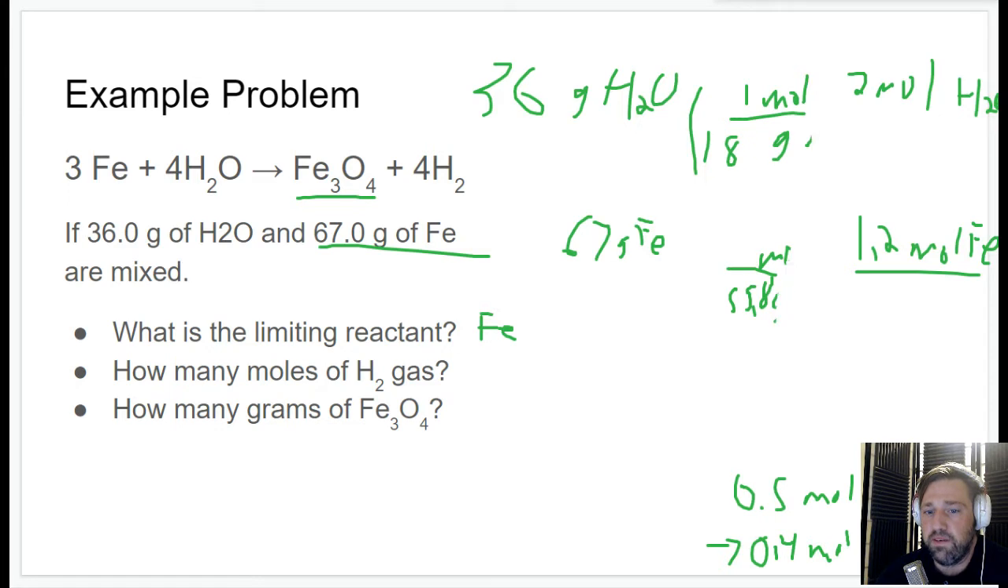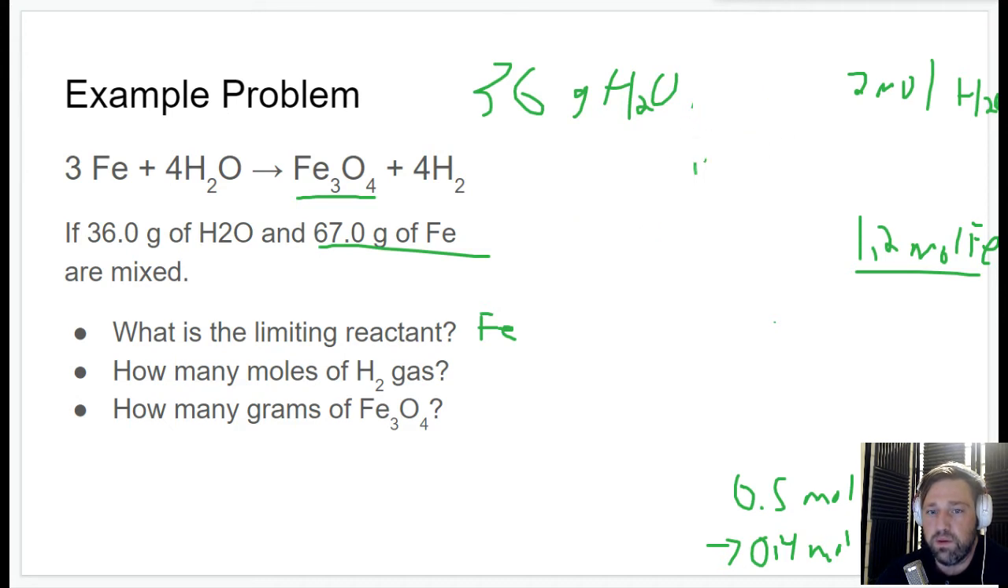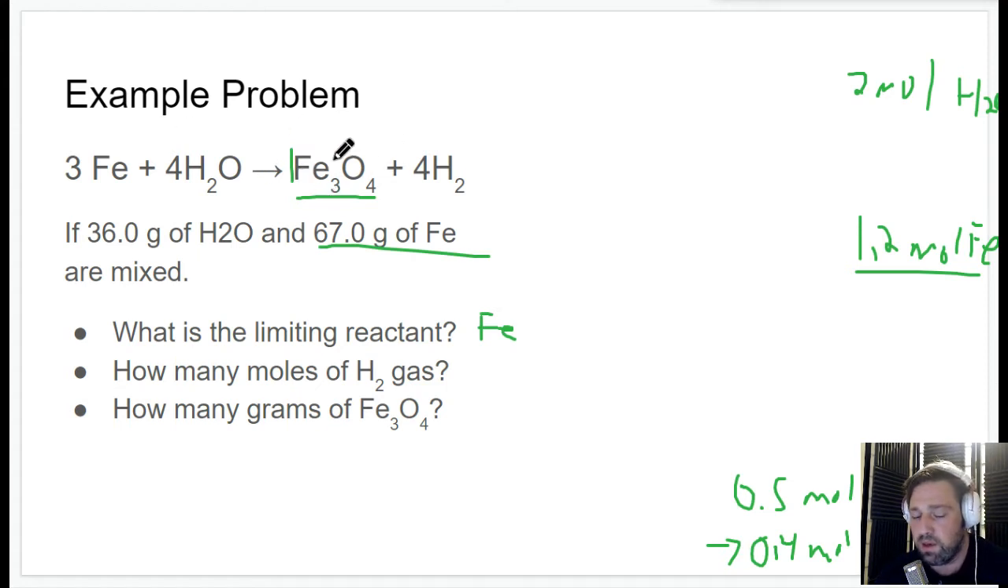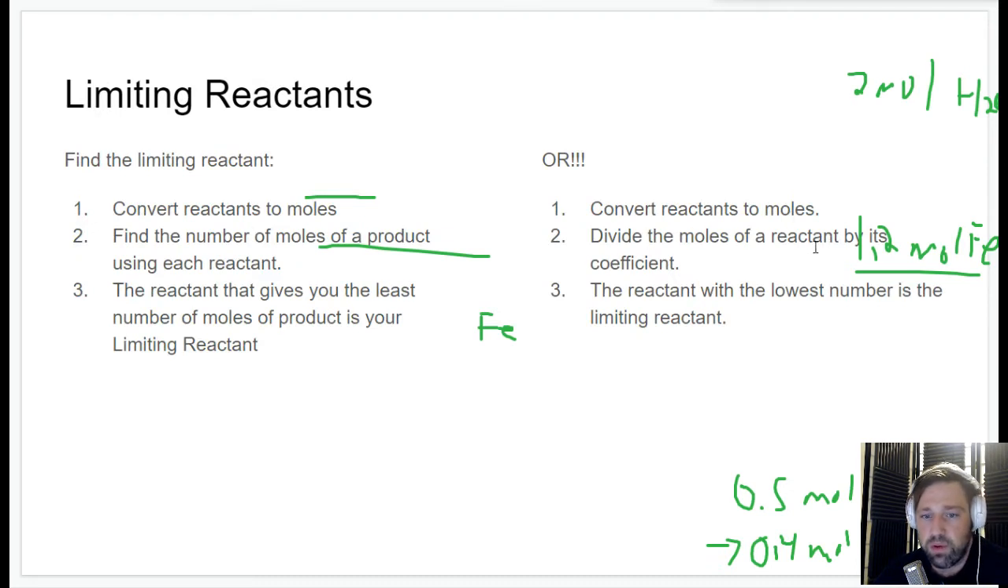This way is a little bit faster. You still have to go through and get the moles of these things, but instead of doing a stoichiometry problem, sometimes you won't get something with a 1, and the stoichiometry problem is going to be a little bit confusing. What we can do, though, is just divide the moles of the reactant by its coefficient, just like what we did here.